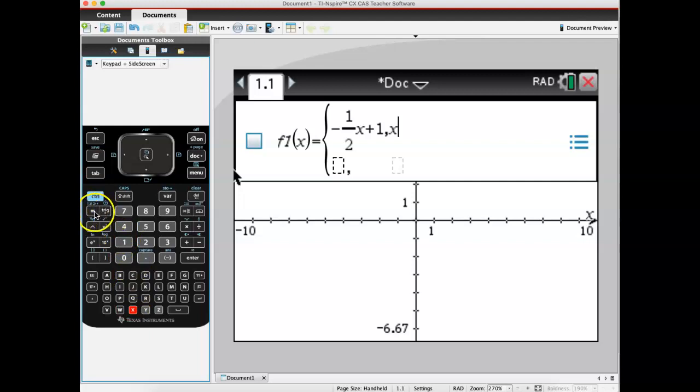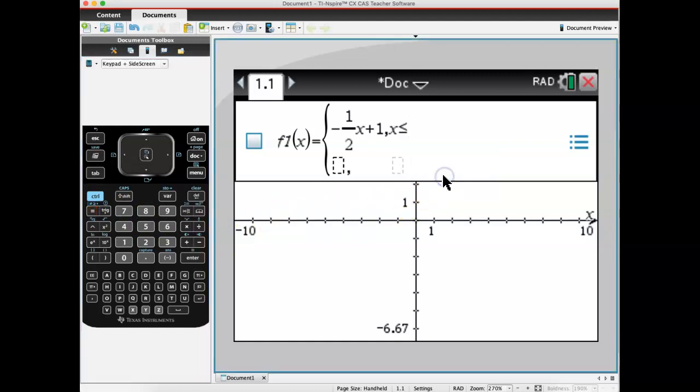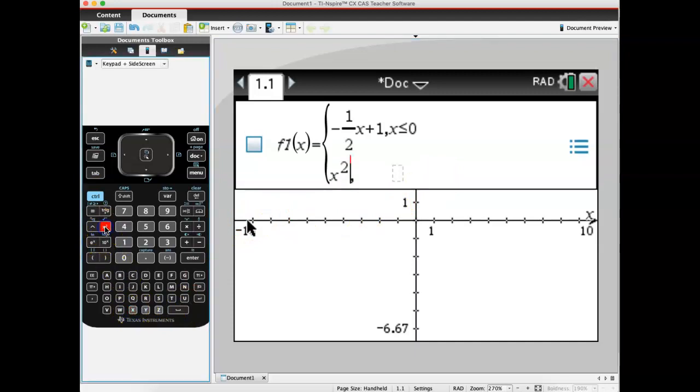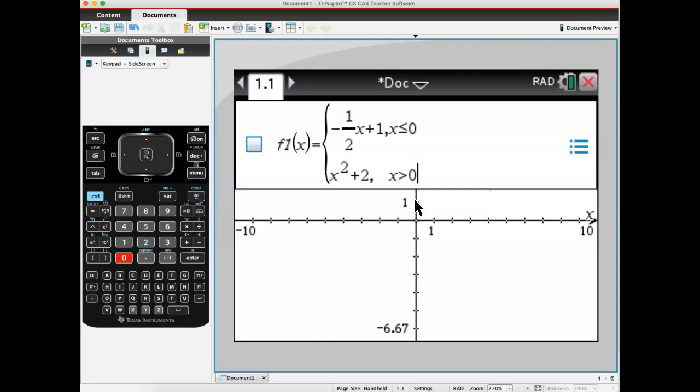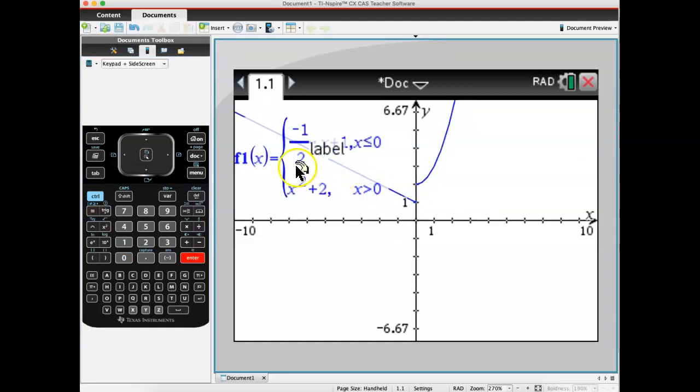Now all your inequality symbols are right above this equal sign, and because they're kind of a bluish color, depending what it is on your calculator, you got to hit control, and then you got to grab those little guys. We want less than or equal to 0. Then I'm going to tab again. It comes down to the next piece. Well, that piece is x squared plus 2, tab, and the domain for this piece is x is greater than 0. And then I'm going to hit graph, and it's going to graph that little bugger for me.